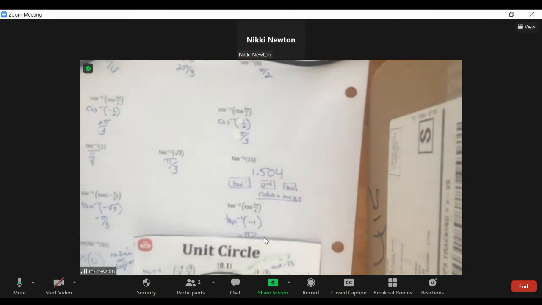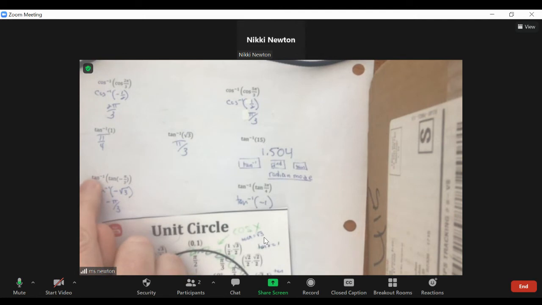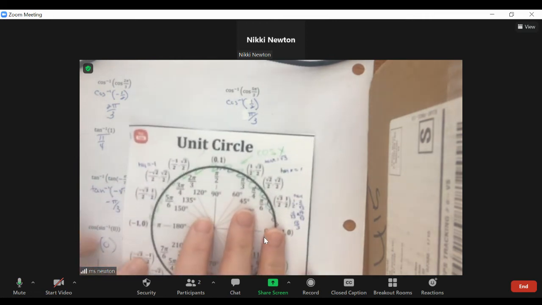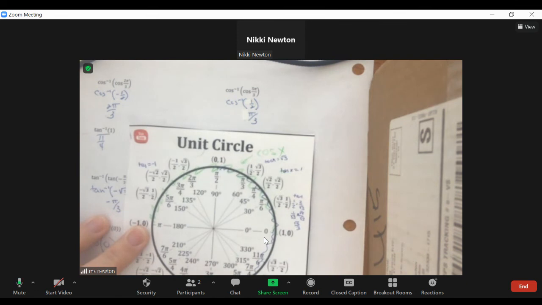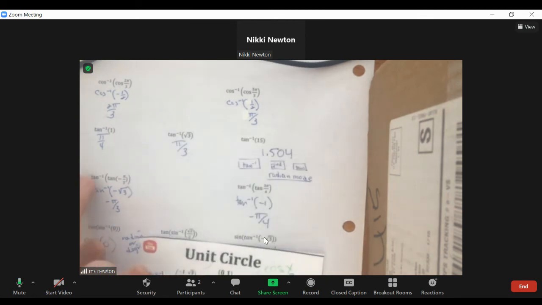We've got just 4 problems left. Let's see if we can zip through them. So tangent inverse of tangent, the cancellation property might work, but I have to check if negative pi over 3 is in my restricted domain for tangent, which is here. So negative pi over 3 is right there, and it is inside my appropriate domain. So I can just cancel inverse tangent and tangent, and I get negative pi over 3.